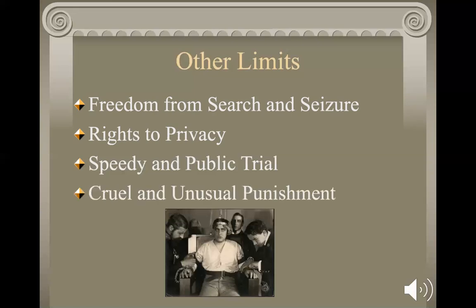And then the last limit that you're going to look at is the idea of cruel and unusual punishment, and in particular, the death penalty. Some states do still have the death penalty. The question is, is the death penalty cruel and unusual? The United States is the only industrialized country that actually has the death penalty. So there are questions about that as well.